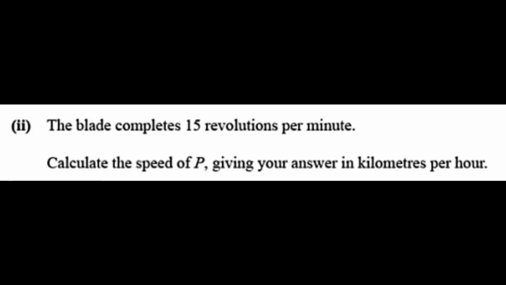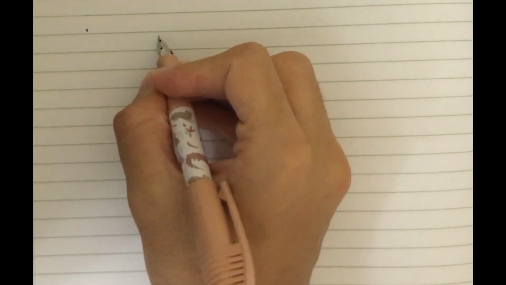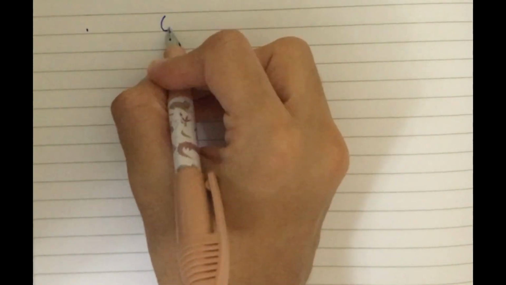Okay, so we got a question right here. The blade completes 15 revolutions per minute. Calculate the speed of P, giving your answer in kilometers per hour. Okay, so first we know the circumference, the distance traveled in meters for just one revolution. We just took it as 60 pi.